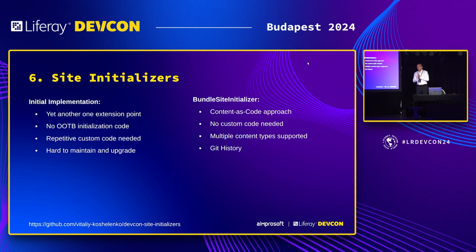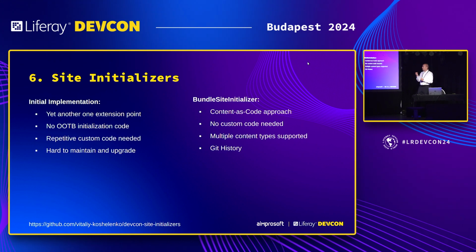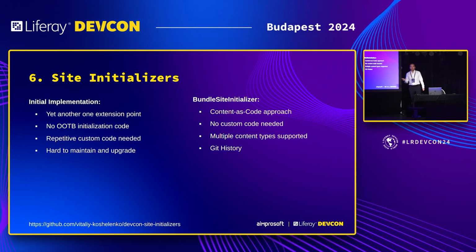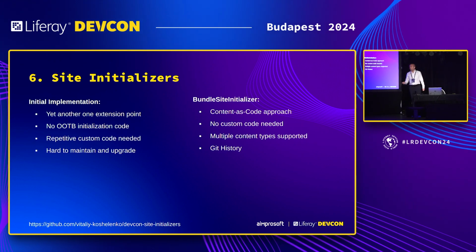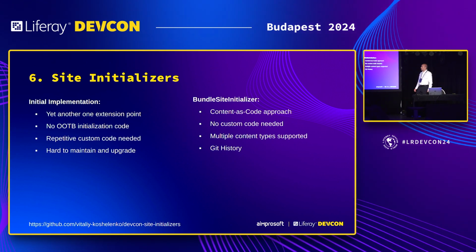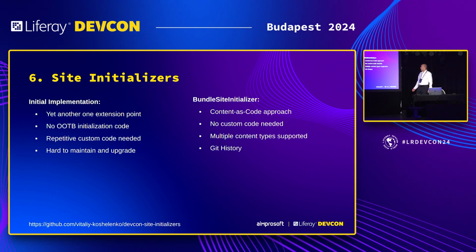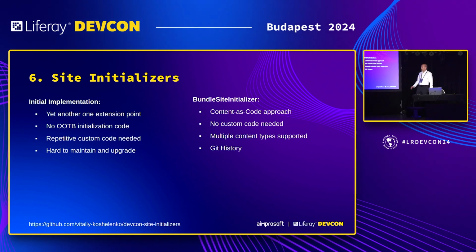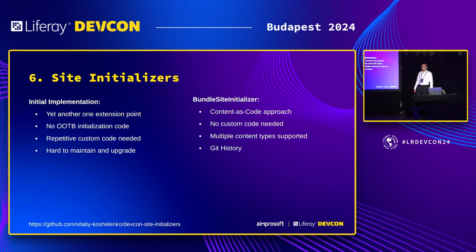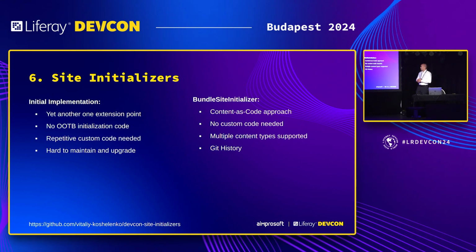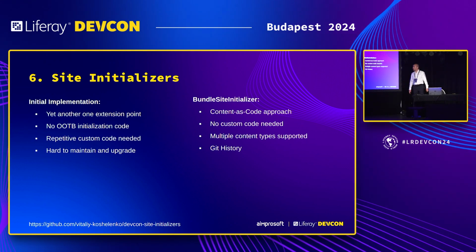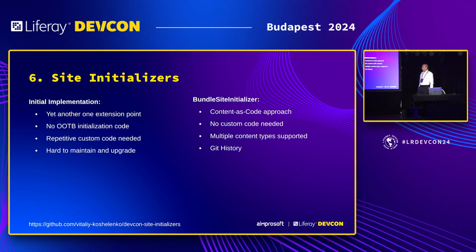Finally, site initializers appeared. At the beginning, site initializer was just an extension point which we as developers could use, but we still had to write our own code for content initialization. Later on, bundle site initializer was introduced, and this was exactly the feature I was looking for. With bundle site initializer, we could define our content in special content descriptors. We could put these descriptors into the project to enable Git history. And also we could define different content types, and we didn't need any custom code for content initialization.